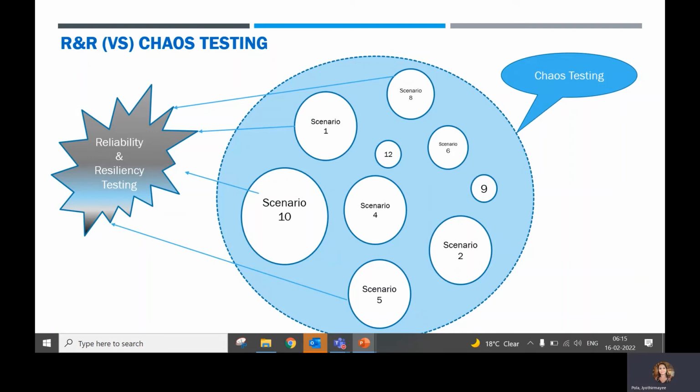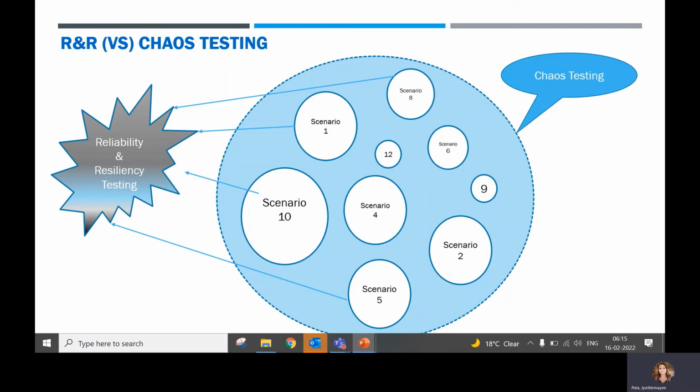The next topic I really want to explain is the difference between reliability and resiliency testing and chaos testing. In PSR world, usually these two words are used very loosely, whenever whoever likes to use any kind of words. Like I'm used to using the word reliability, I keep using the word, or if I like using chaos testing, I keep using the word chaos. But they are two entirely different types of testing.